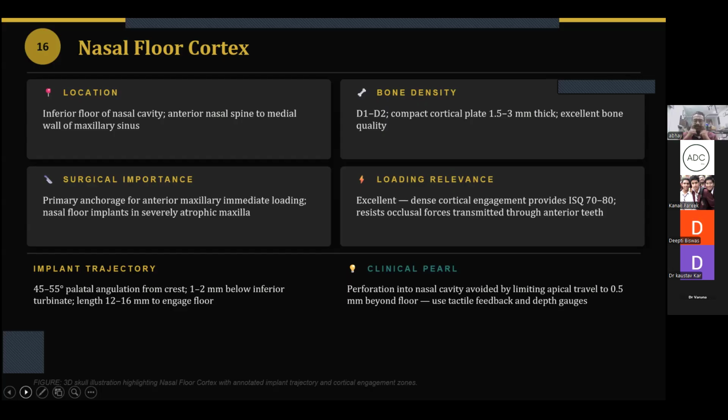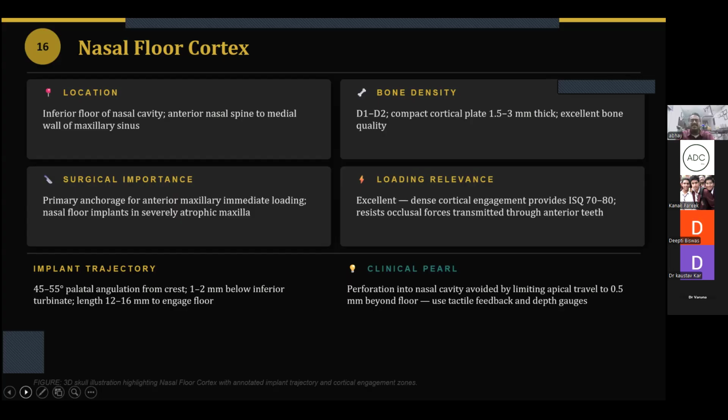You can engage your nasal floor cortex by a transsinus approach as well. But most of the time we engage the nasal floor cortex through the premolars, canines, and the anterior region. This is the most stable floor, and the highly corticalized, mineralized bone is there to give you primary stability. Most of the time D1 to D2 bone is present here. Cortical bone is always D1, D2. So the alveolar bone over here would also be a little more thick: D1, D2, D2 to D3 bone is there in the alveolar region.